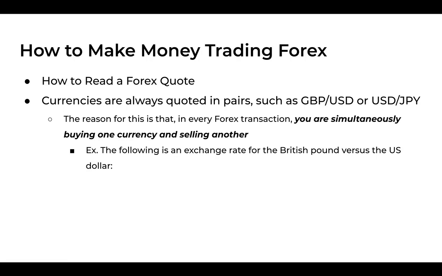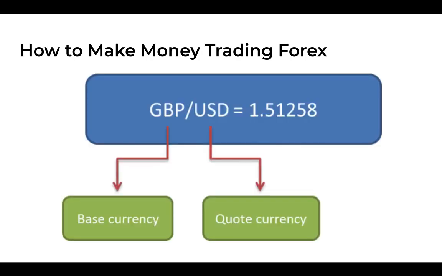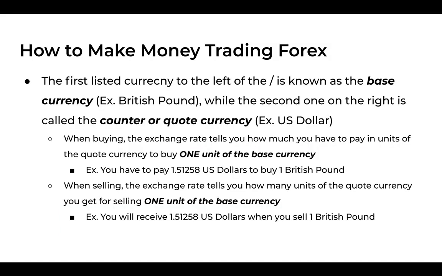So the following is an exchange rate for the British pound versus the US dollar. Here's a visual explanation, and something that you will see when you go onto a brokerage to actually trade. You can see here we have GBP USD, and the price is $1.51258. So basically there is a base currency in every single quote, and there is a quote currency. The first currency will always be the base currency, and the second one will always be the quote currency. The first listed currency to the left of the slash is known as the base currency, while the second one on the right is called the counter or quote currency.